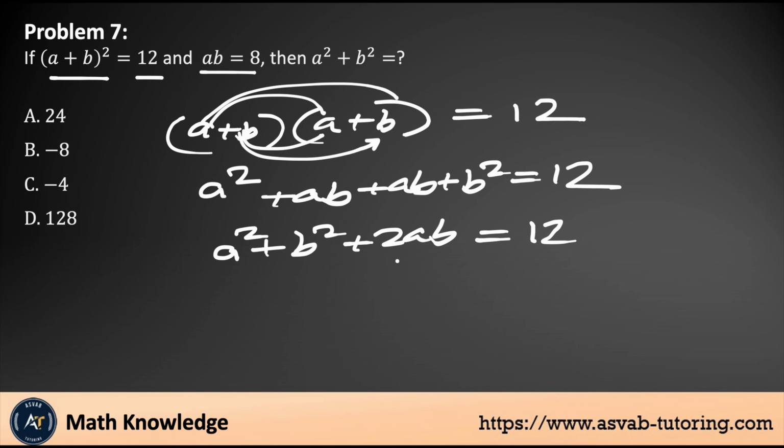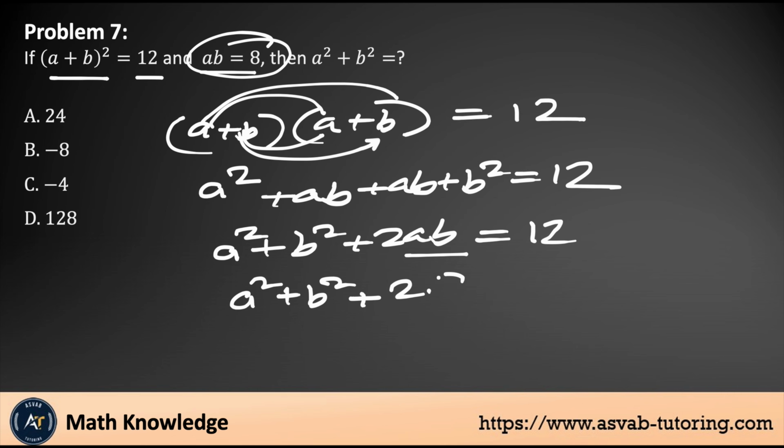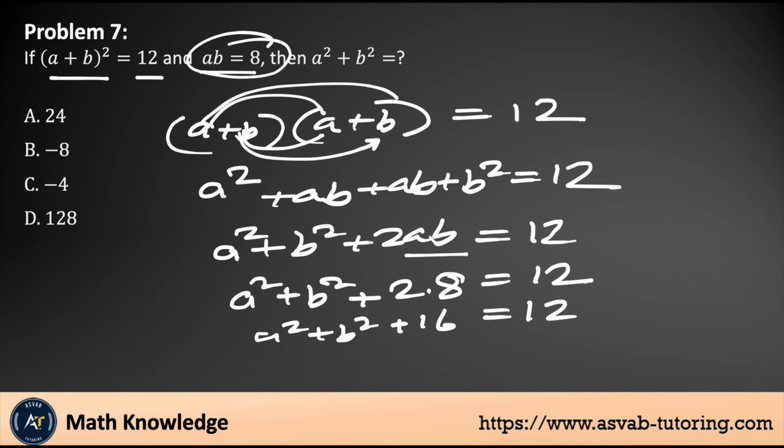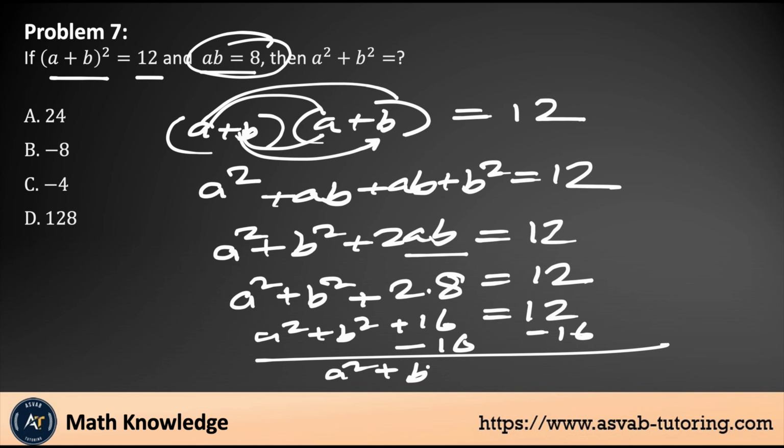So if you plug the value in here, ab, which is 8, let's see what you get. a squared plus b squared plus 2 times 8 equal to 12. a squared plus b squared plus 8 times 2 is 16 equal to 12. So if you subtract both sides by 16, that gives you a squared plus b squared equal to negative 4. So that is the answer.